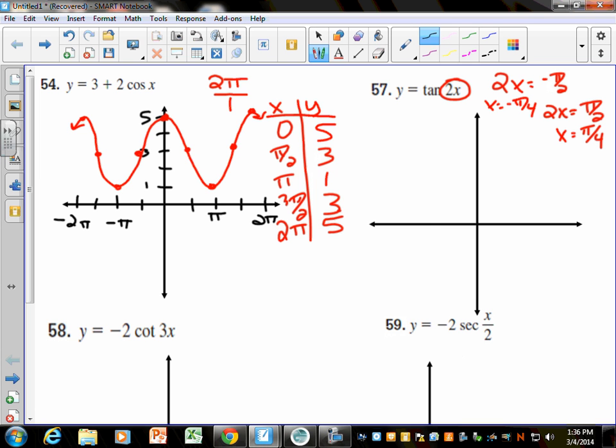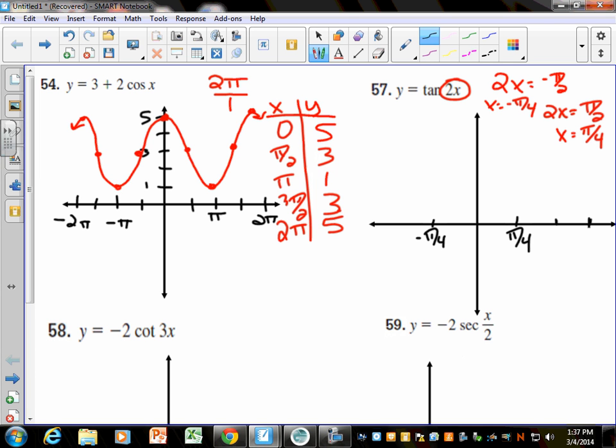So when I label this at negative pi fourths, this would be at pi fourths. Notice there's a space in the middle of that, which means when you're labeling your next asymptote, try to make it equally spaced. You would skip the next one, and then this would be your next asymptote. And I want you to label that.